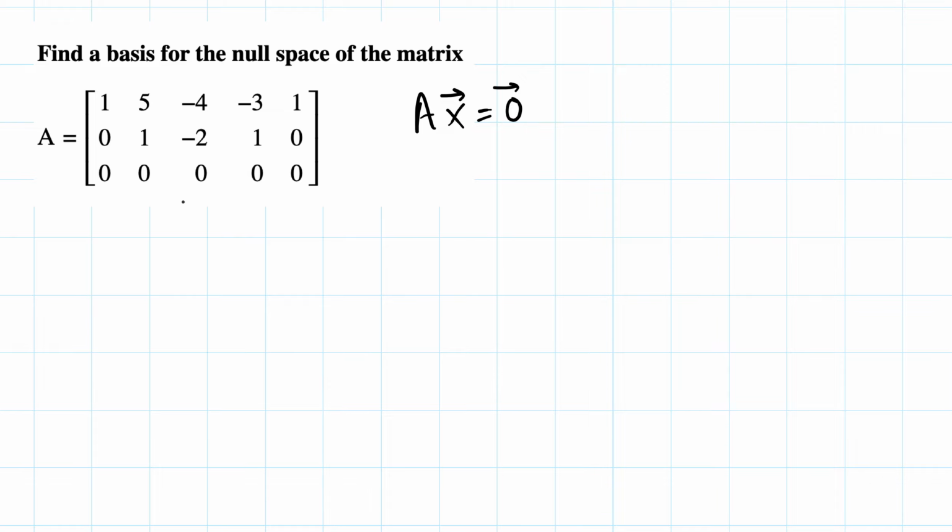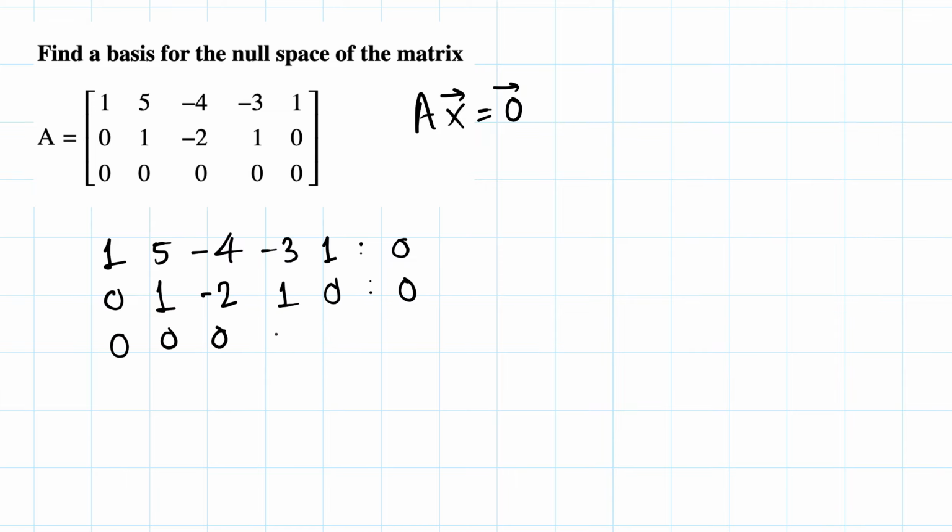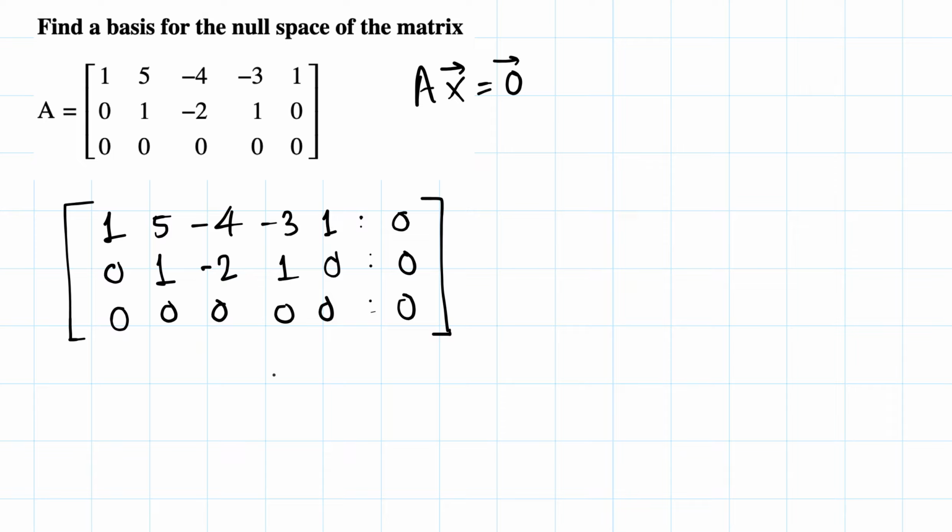So the augmented matrix would be 1, 5, negative 4, negative 3, 1, colon 0. Just 0, I'm adding 0 here. 0, 1, negative 2, 1, 0, 0, 0, 0, 0. All 0 equals 0. This is the corresponding augmented matrix. Now we need to put this into row echelon form or reduced row echelon form. I mean, echelon form would be fine.